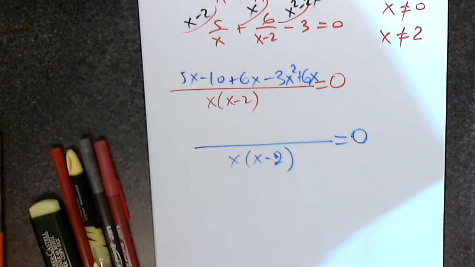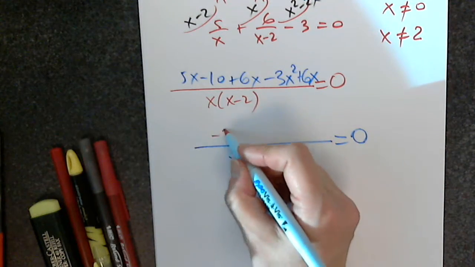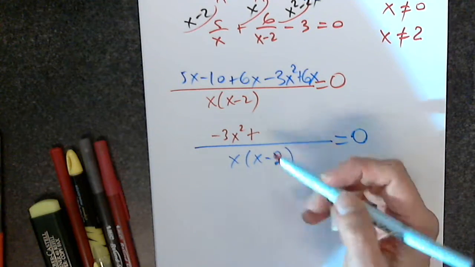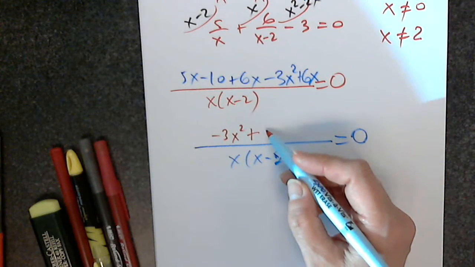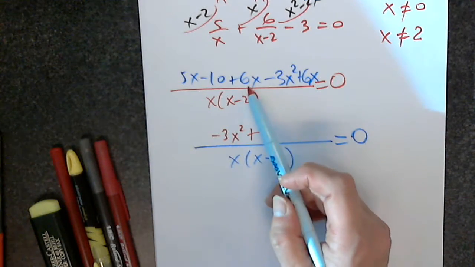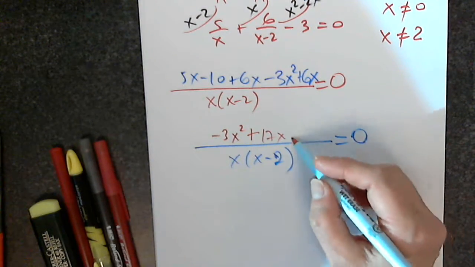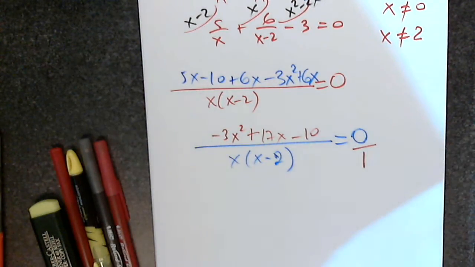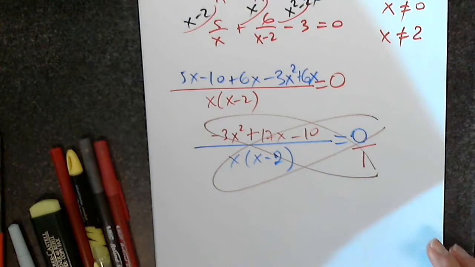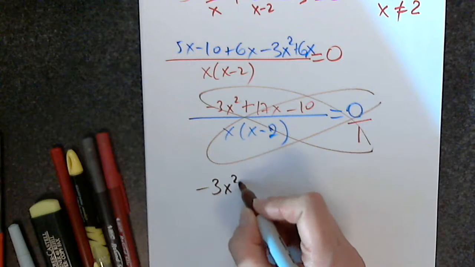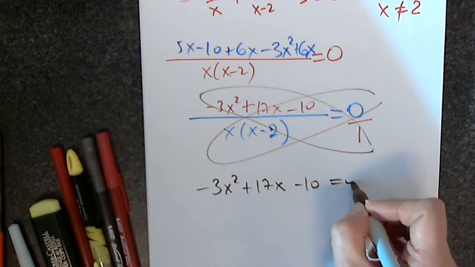And now the numerator in descending order, please. I agree with negative 3x squared. I have 6 plus 6 and plus 5. So 17x, good, and minus 10. Now I put it over 1. What do I do next? Indeed, so let's cross multiply. When I cross multiply, what do I get? Negative 3x squared plus 17x minus 10 equals 0.